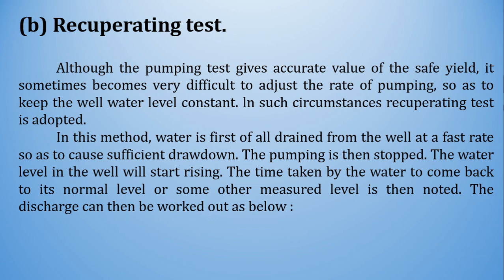Then the recuperating test. Although the pumping test gives an accurate value of the safe yield, it sometimes becomes very difficult to adjust the rate of pumping to meet the requirement of equilibrium conditions so as to keep the well water level constant. In such circumstances, the recuperating test is adopted. In this method, water is first of all drained from the well at a fast rate so as to cause sufficient drawdown. The pumping is then stopped.